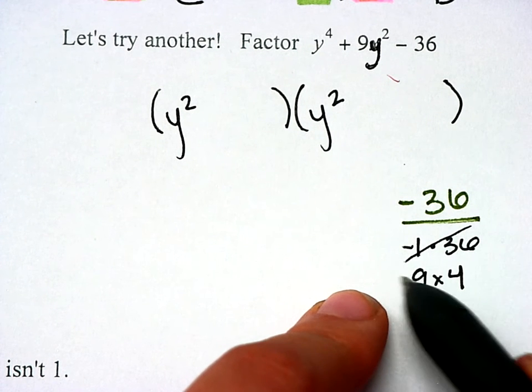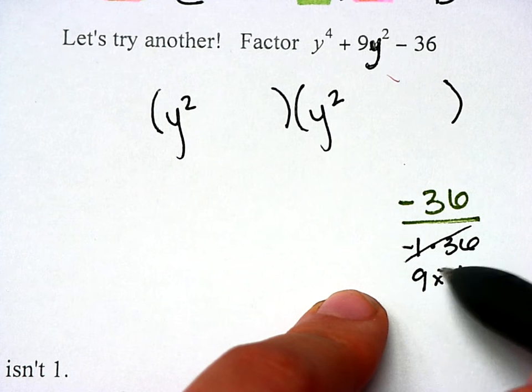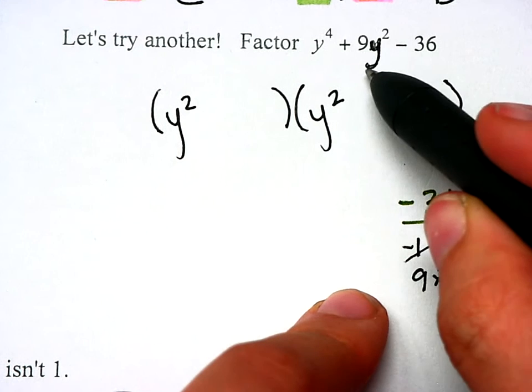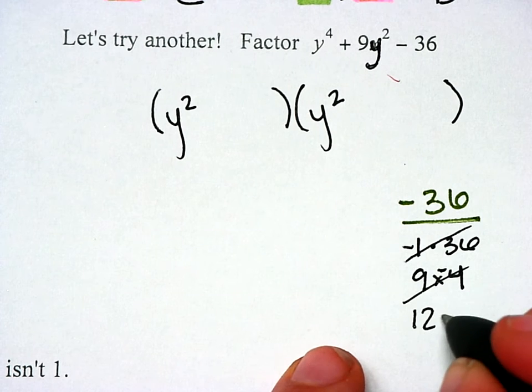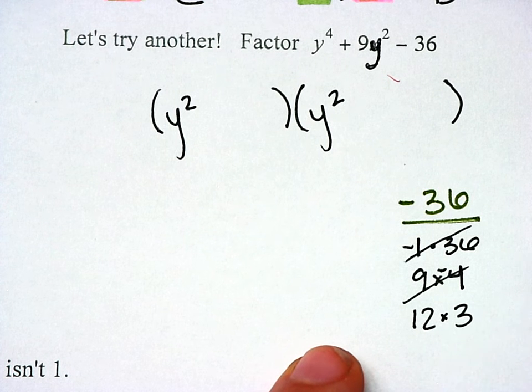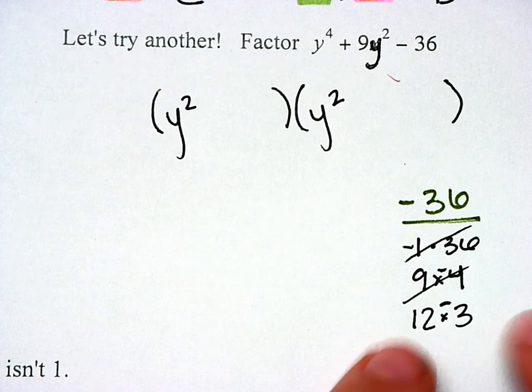Well, if the 9 is negative or if the 4 is negative, these are not going to add up to 9, so that's not right either. How about if I do 12 times 3? Well, if I make, let's see, the 3 negative, then yeah, if I add those together, that gives me 9. So I've found my 2 values.